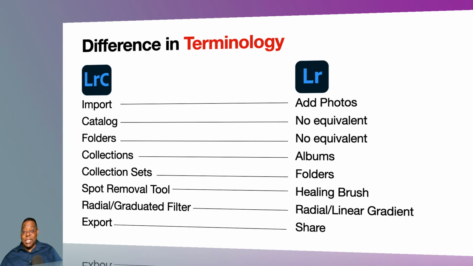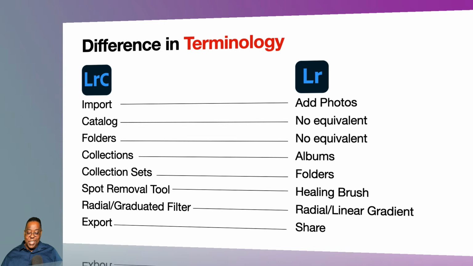Now in Lightroom Classic, you have catalogs. You can have one, you can have more than one. I use one now, but back in the day, I used to have 3 or 4. And there's no concept of catalogs in Lightroom. All your photos are in one thing. There's no start a new catalog or start a new thing. Nope, they're all in one thing. So there's no equivalent to catalogs.